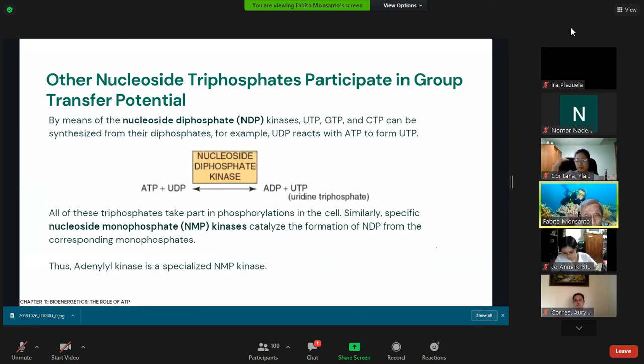Other nucleoside triphosphates participate in group transfer, for example, UDP, uridine diphosphate. This is what they call cousins of your ATP. A phosphate is added to it, so it becomes UTP, and ATP becomes ADP. The enzyme is nucleoside diphosphate kinase.